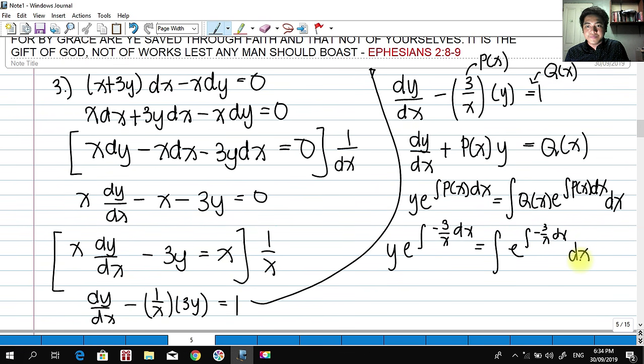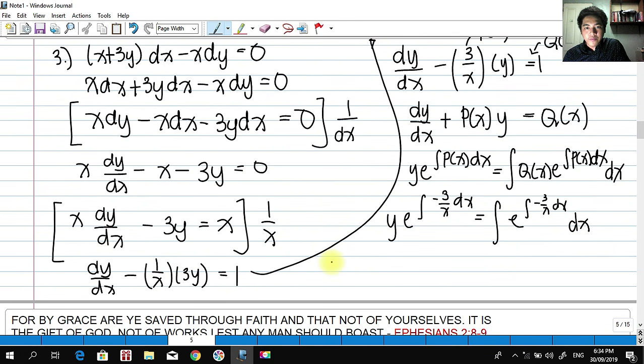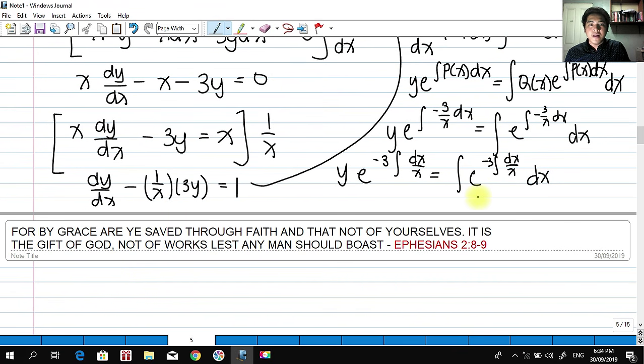We have dx here. Okay? So to evaluate, we have y e. Okay, evaluate this integral. We can factor out negative 3 outside of the integral. We are left with dx over x here. And the same way goes here. We have negative 3, we have dx over x here, and we have dx here. So what will happen if we evaluate that?